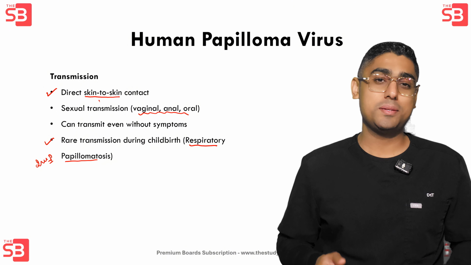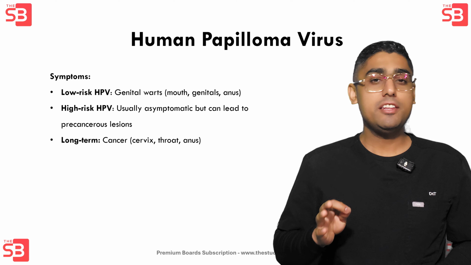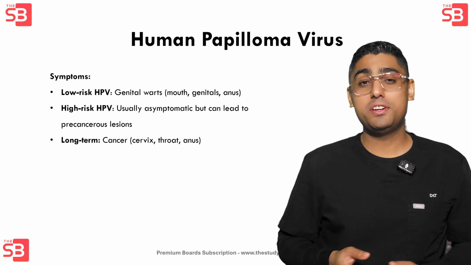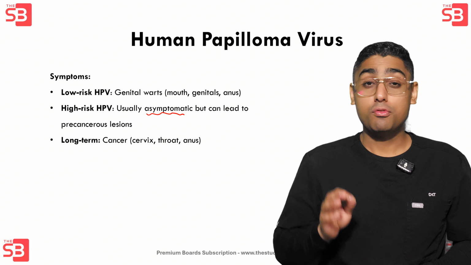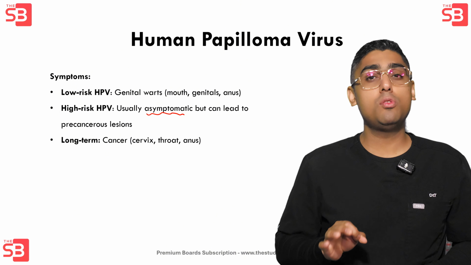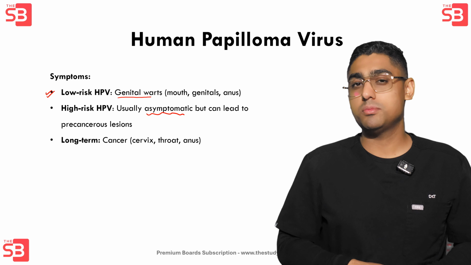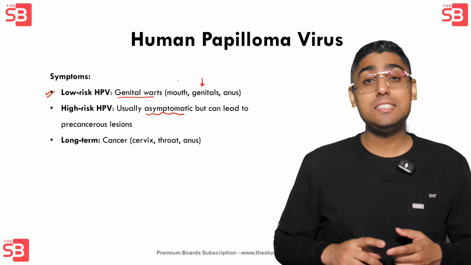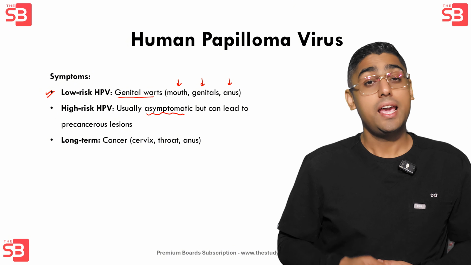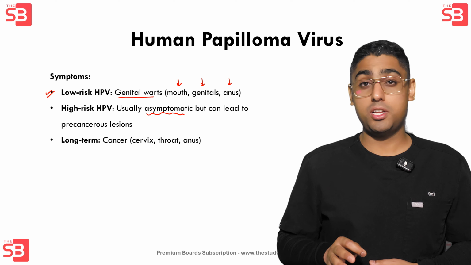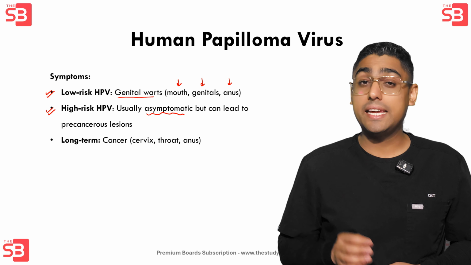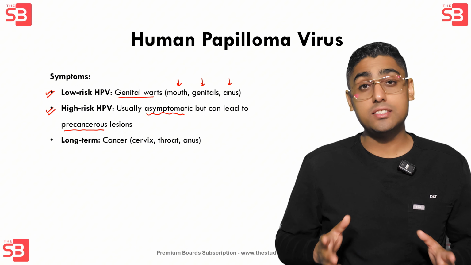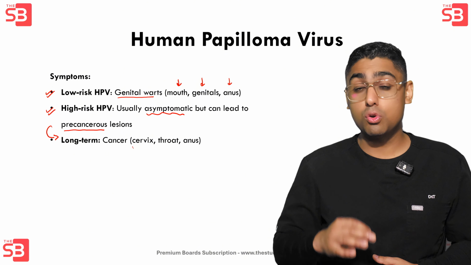Now let's talk about the symptoms. HPV infections are often asymptomatic, meaning most people don't even realize that they're infected. For low-risk HPV types, genital warts are the most common symptom, and these warts can appear on the genitals, on the anus, or even inside the mouth and throat. And the high-risk HPV infections may not show immediate symptoms, but they can lead to precancerous lesions, and over time, they can progress to cancer, particularly in the cervix, throat, or anus.